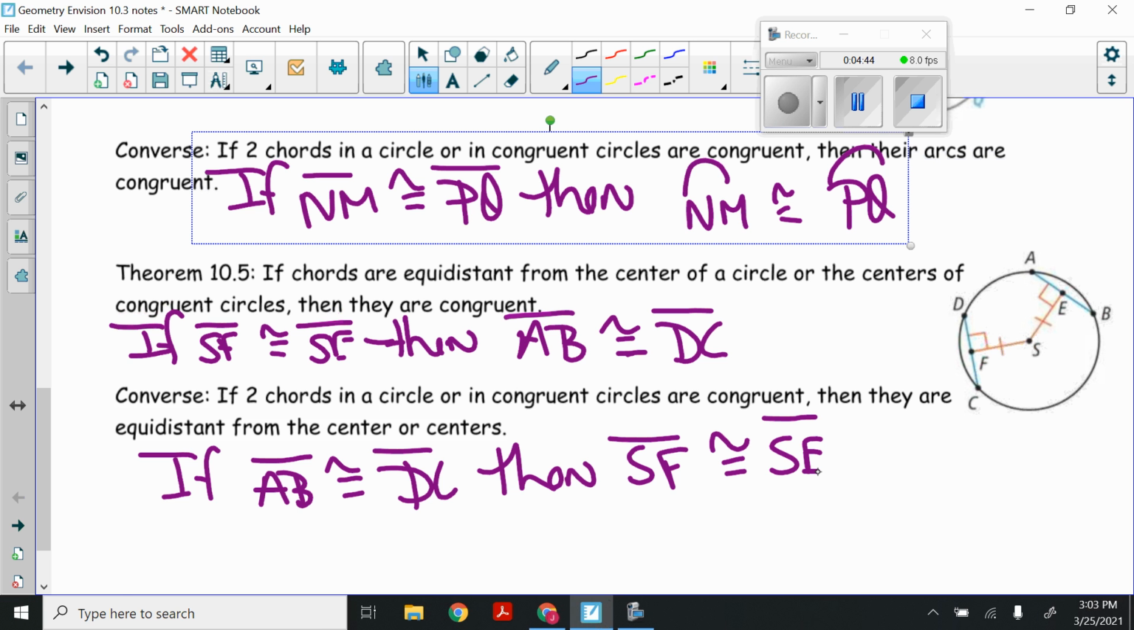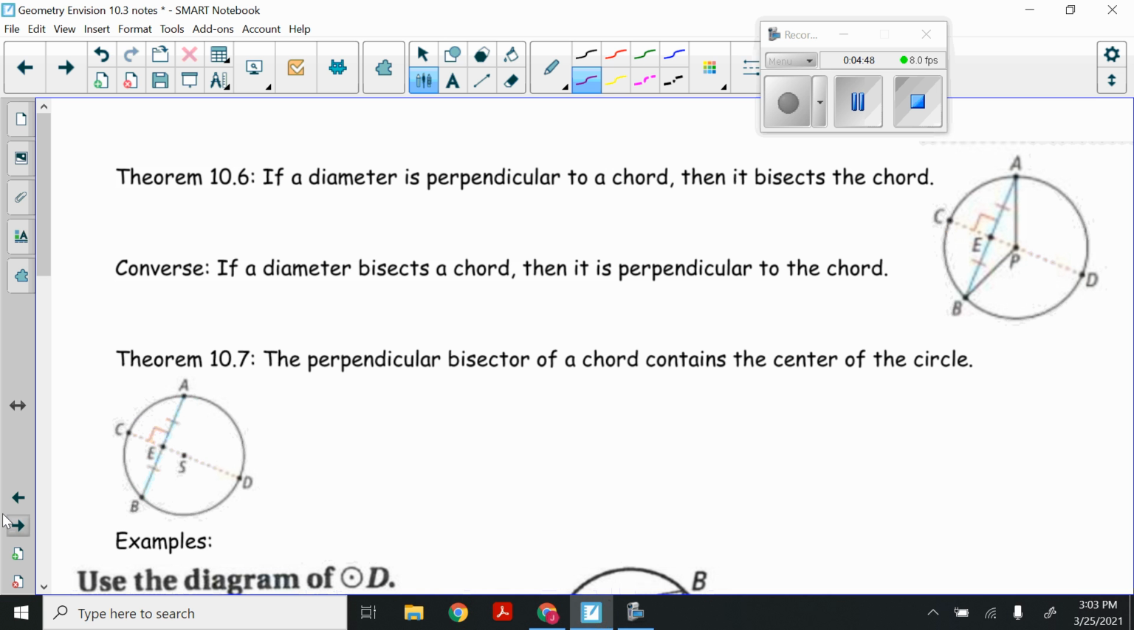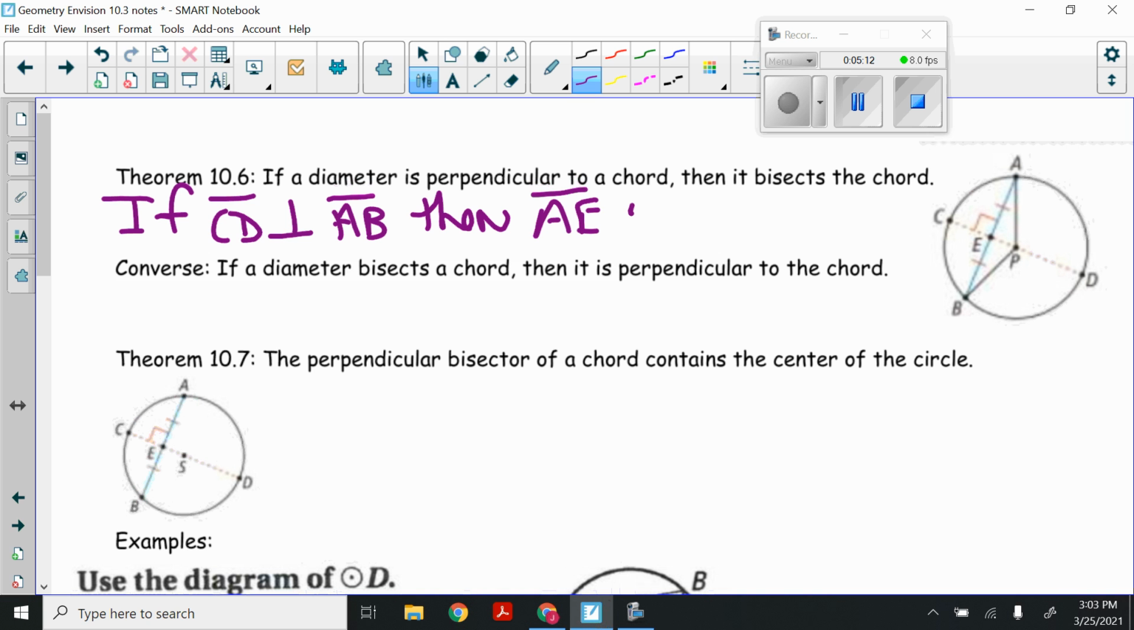All right, one more theorem, and then we're going to start working some problems. So theorem 10.6: if a diameter is perpendicular to a chord, then it bisects the chord. So in our picture, if my diameter all the way across, CD, is perpendicular to a chord, chord AB, then it bisects that chord, so then I know AE is congruent to BE.